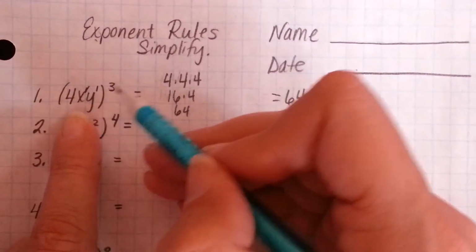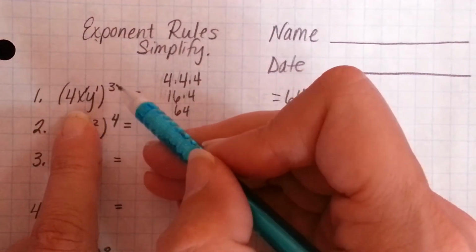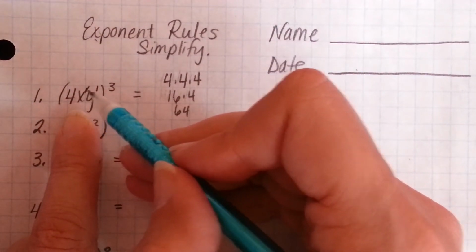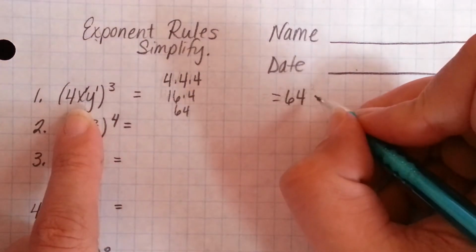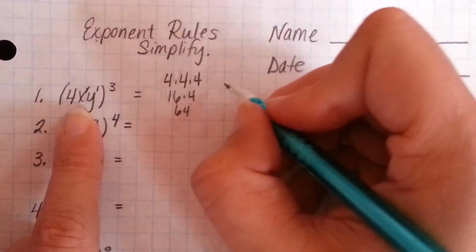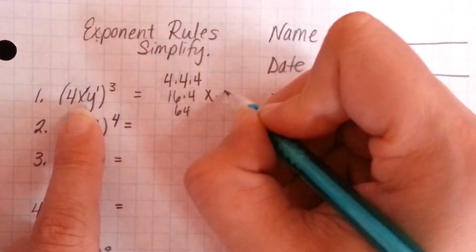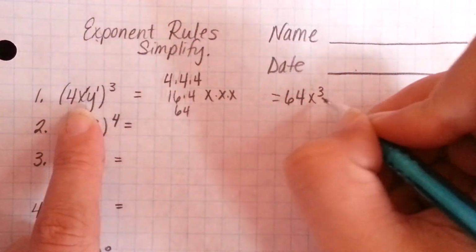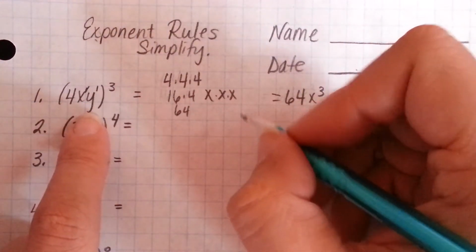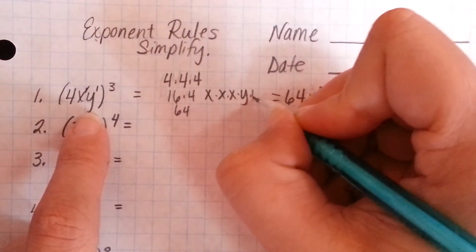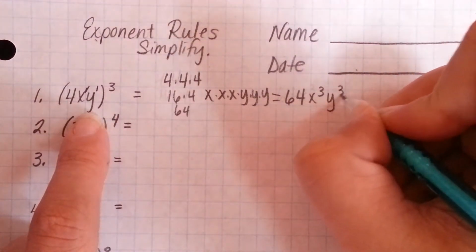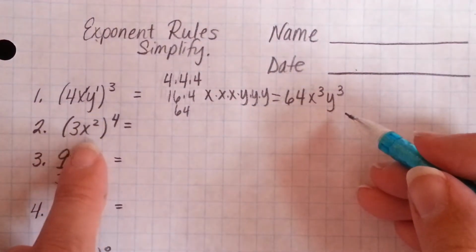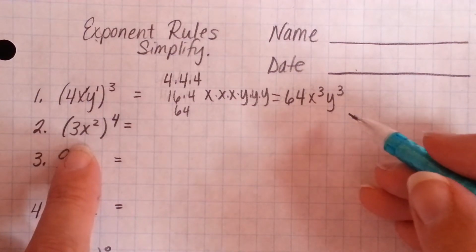Next I have x raised to the third, which is x to the first raised to the third. Remember, when I have an exponent raised to an exponent, I multiply them. So x to the third. That really means x got used 3 times, x times x times x, which is x to the third. Same thing with the y's. That means y gets used 3 times, y times y times y, which is y to the third. So our first answer is 64, x to the third, y to the third.